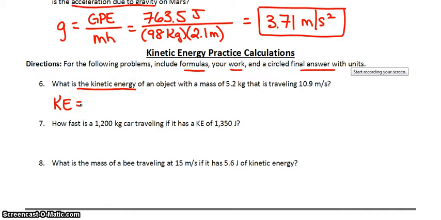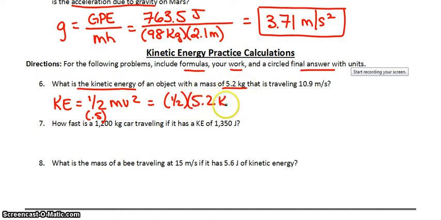All right, now you're looking at the bottom set of formulas on your Intro to Energy Calculations page. And we only have one to solve for kinetic energy, 1/2 mv squared. Remember, in your calculator, you can put 0.5 if you would like. Same thing. So 1/2, we don't need to find anything there. It's just 1/2. We need to find the mass, 5.2 kilograms. Velocity, it's traveling at 10.9 meters per second. That is our velocity.